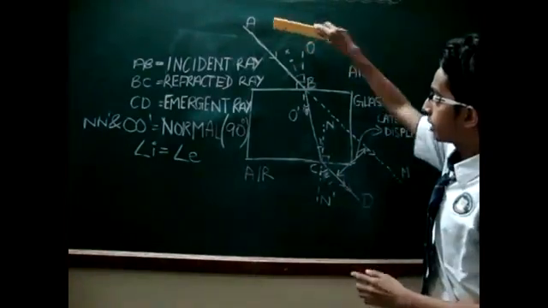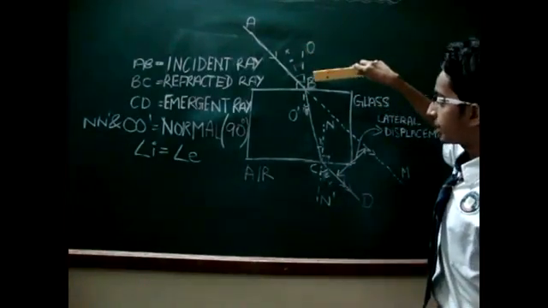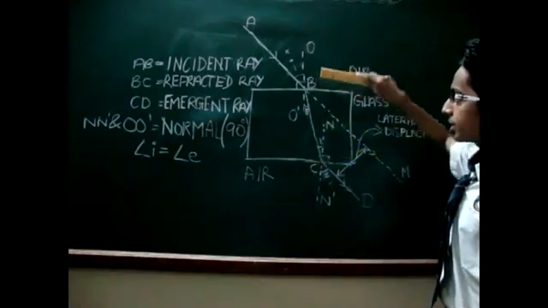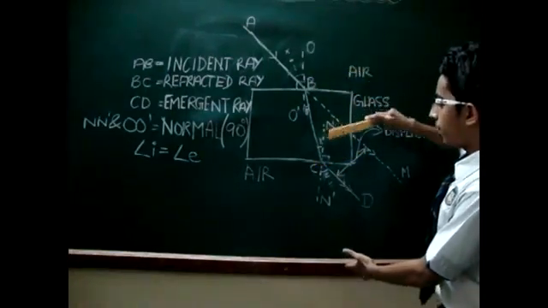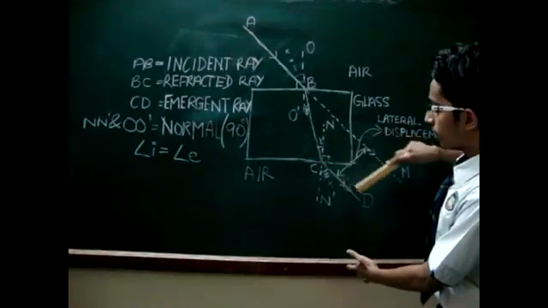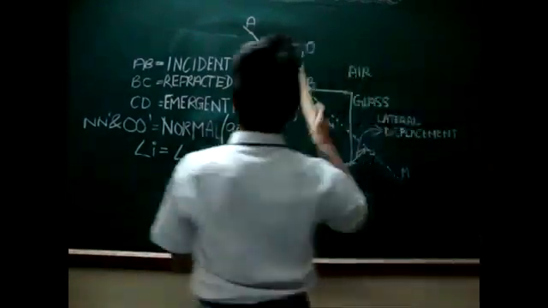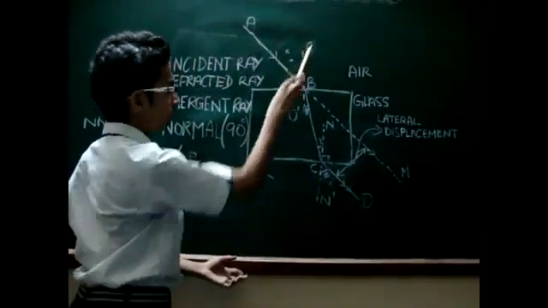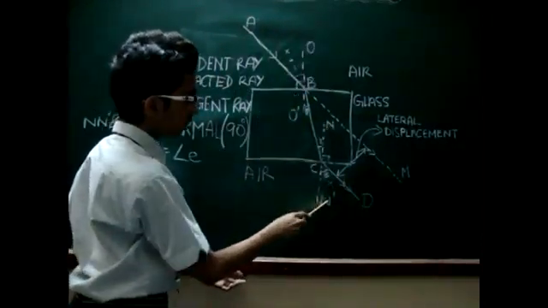This ray AB is called the incident ray. The ray BC is called the refracted ray as it is refracted from AB. And the ray CD is called the emergent ray as it emerges out of the glass slab. And there is a normal, or a perpendicular, to the point of incidence drawn, OO' and NN'.